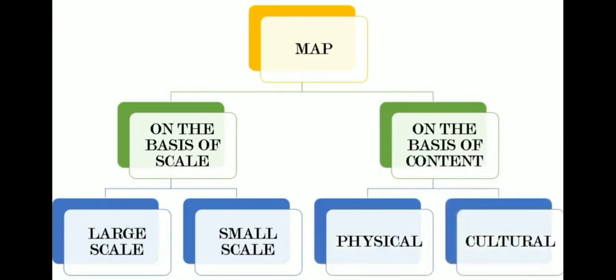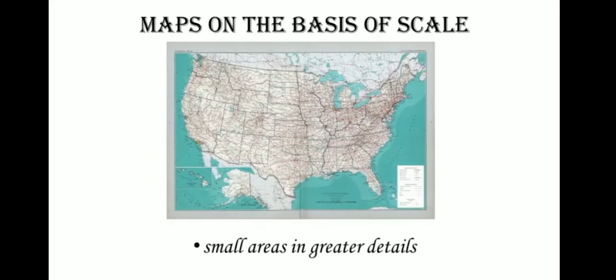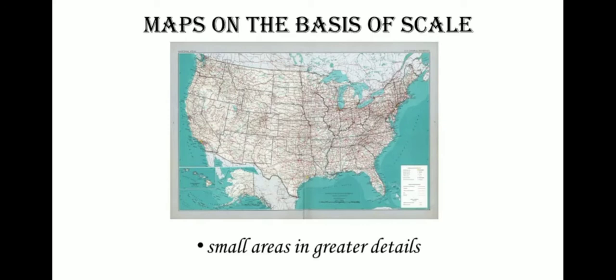Okay, let's see about the types. Types of maps. As each map is unique in its design, content, and construction, on the basis of certain common features, maps can be classified into several types: on the basis of scale and on the basis of content. On the basis of scale, large scale and small scale. On the basis of content, physical and cultural. Maps on the basis of scale.